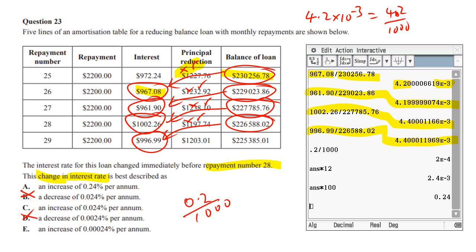Now you've got to times by 12. Why? Because these payments are monthly, and this says per annum. So that's why we've got to put the times 12. And it's percentage, so we've got to times by 100, and that gets you the 0.24. So can we see where all those numbers came from, and we can see why the correct answer was A.